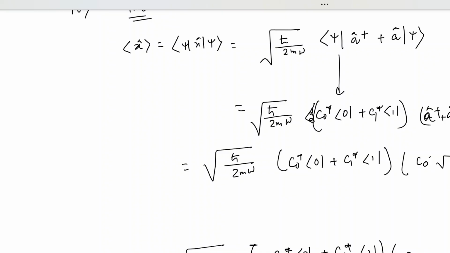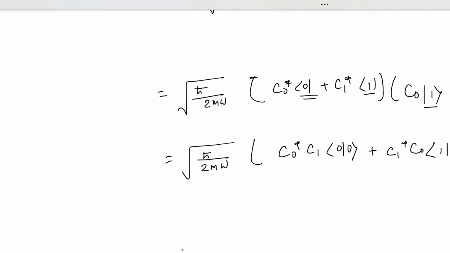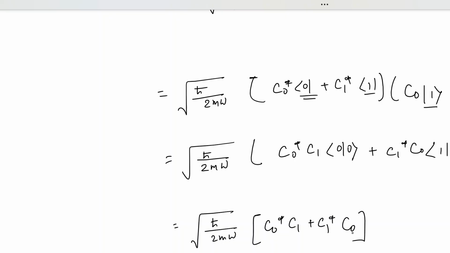So when you take this with this, it is orthogonal, so this will give you 0. Only this with the 0 state will give you non-zero. So you get c0* c1 ⟨0|0⟩, which is 1 because it is normalized. Again with ⟨1| you only get non-zero with |1⟩, so c1* c0 ⟨1|1⟩. Rest of the terms are 0, so you get root over of h cut by 2m omega times (c0* c1 plus c1* c0).